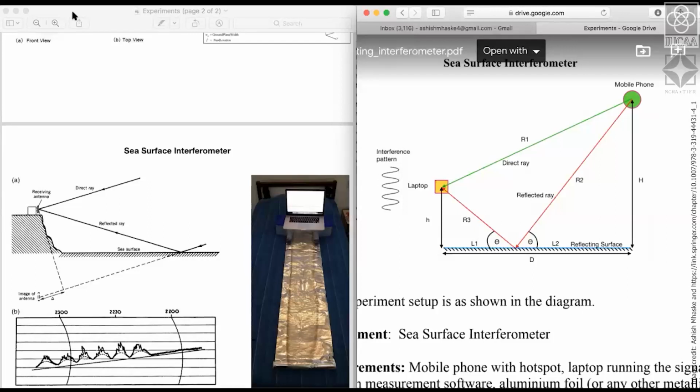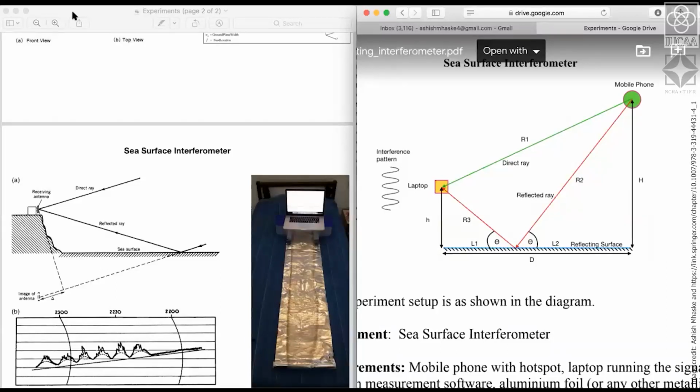In fact, you can work out the phase difference in one extreme and the other extreme, and don't take modulo 2 pi. Keep the phase difference or path difference in units of lambda, and that will tell you the number of fringes you are expected to get. You can compare 2.4 gigahertz and 5 gigahertz fringes.